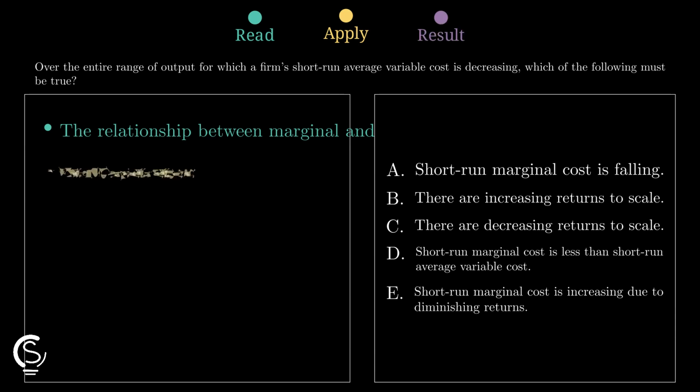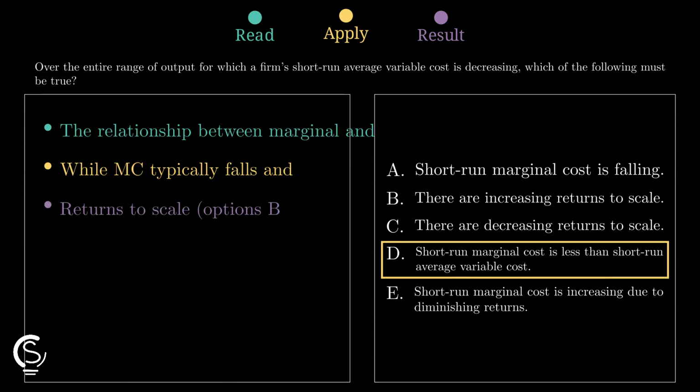Returns to scale involve long-run changes, so ignore options B and C. This leaves the mathematical necessity found in option D. You got this.